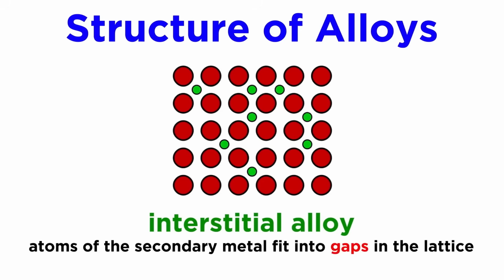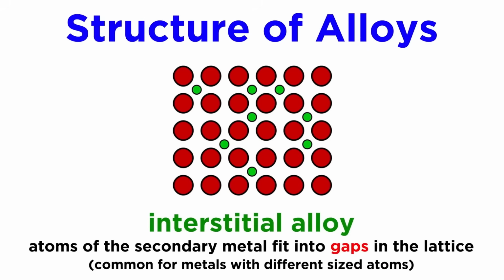An interstitial alloy is one in which the lattice comprised of the primary metal is intact, and atoms of the other metallic element can be found at certain interstitial locations, or in the empty gaps between the atoms of the primary metal. This is a common structural arrangement when the atoms belonging to the impurity are much smaller than the atoms of the primary metal, such that they can fit in the empty spaces.